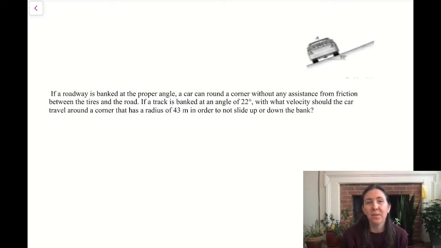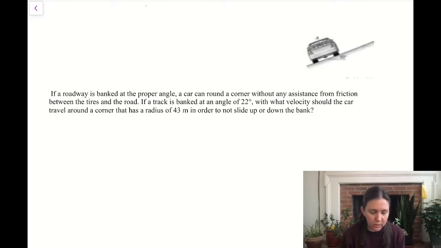Dr. P here. In this video, I'm going to talk about how to deal with circular motion when you have forces that are at angles. The idea is that you don't have just one complete force in the centripetal direction, but you have parts of forces in the centripetal direction. You see this problem most often when you have a car going around a track or a curve that is banked.